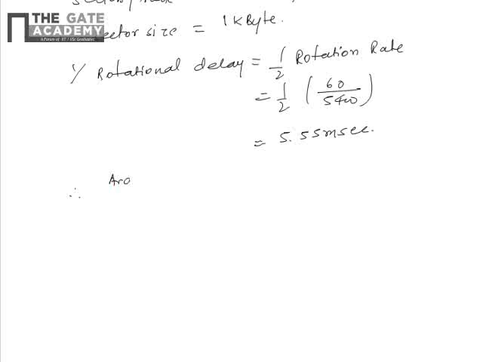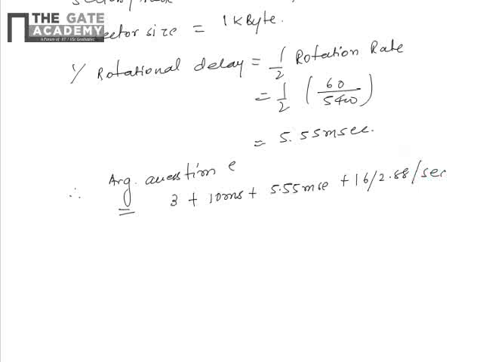Now the rotational delay has been done, so we have to calculate the average access time, which is the summation of all these values. So the overhead is 3 milliseconds plus 10 milliseconds plus 5.55 milliseconds, plus the time to transfer 16 kilobytes at a rate of 2.88 megabytes per second. If you solve this, it comes to 24.16 milliseconds. So the answer is C.